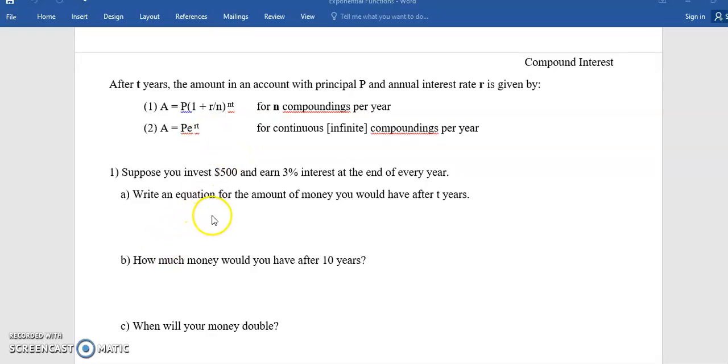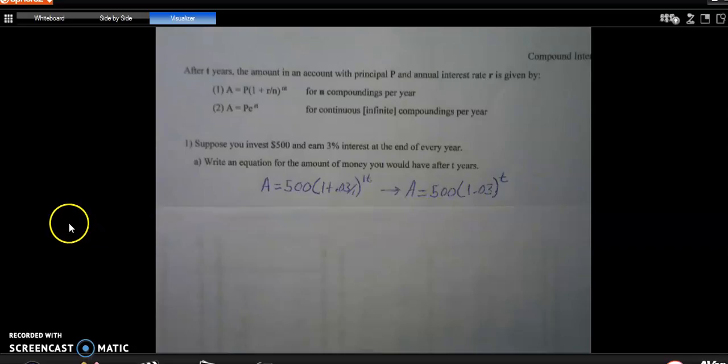So in number 1, suppose you invest $500 and earn 3% interest at the end of every year. So we're just compounding the interest at the end of every year. Write an equation for the amount of money you have after t years. If you think about which equation we would use, it would be the first one, because it says we're only compounding at the end of every year. It does not say compounded continuously. So the interest is only at the end of the year, not continuously. So try to write the equation for that, and I'll put the answer up.